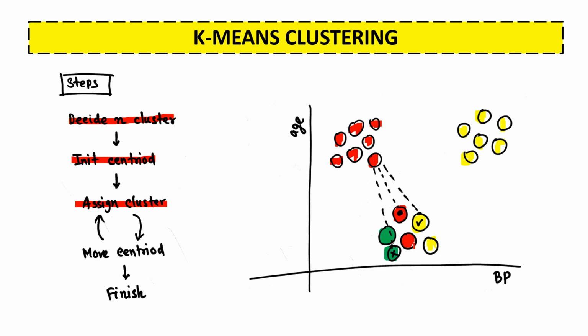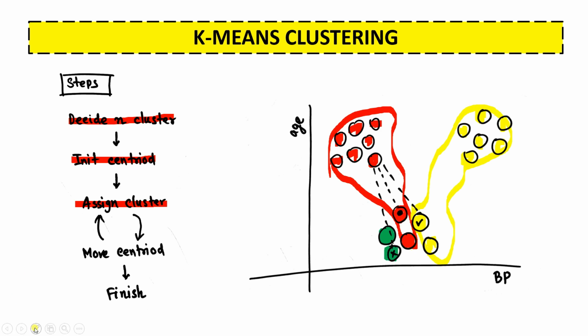That's our step number 3. It's called assign the cluster. We assign the clusters. Now this is our cluster. So this is our cluster for the red that you can see on here. This is a cluster for the yellow. And this is a cluster for the green.